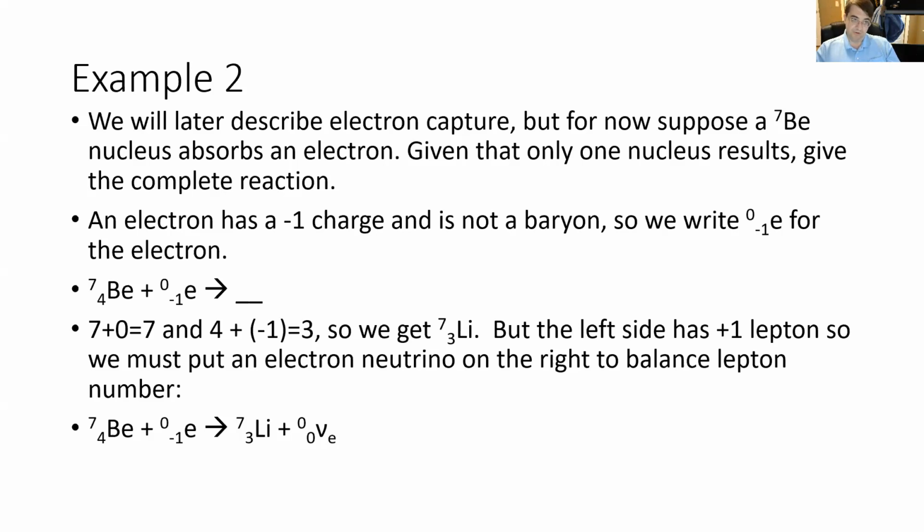On the left side, though, electrons are positive leptons. So we have one positive lepton on the left, so we have to have one positive lepton on the right. And a matter electron neutrino is a positive lepton. So we put a matter electron neutrino on the right, and both of them are zeros, so it doesn't change either the baryon number or the charge number. And so that would give you your final answer for that balanced reaction.